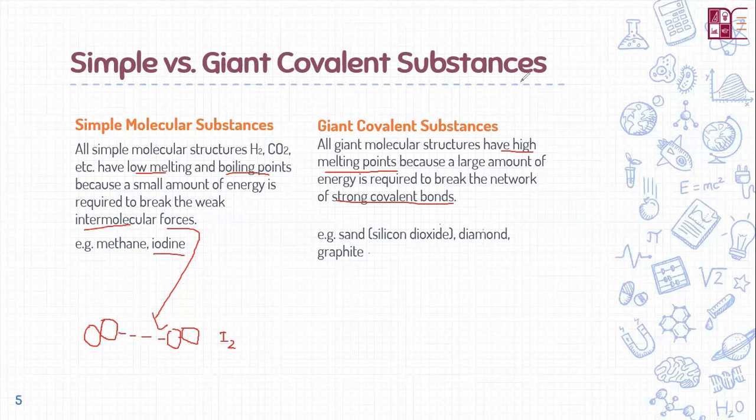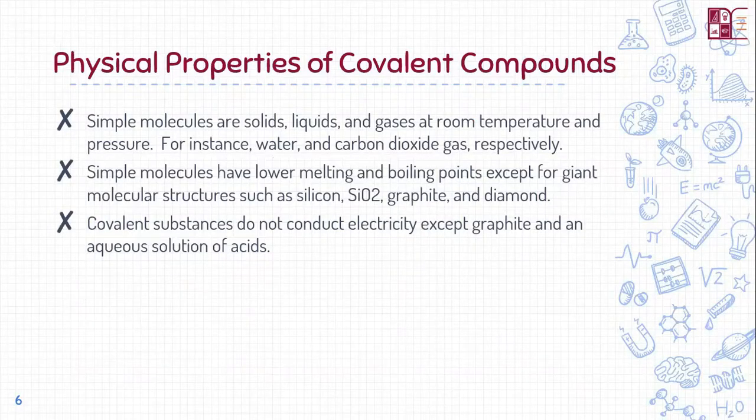Let's come to the next slide now. I'm going to discuss some physical properties of these compounds. Now, simple molecular substances are solids, liquids, and gases at room temperature and pressure. The liquids and gases are highly volatile. They are going to evaporate very easily because of their weak intermolecular forces, which are broken down easily at room temperature and pressure. This is why they are solids, liquids, and gases at room temperature and pressure.